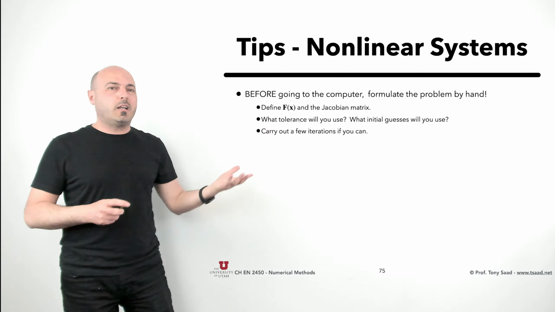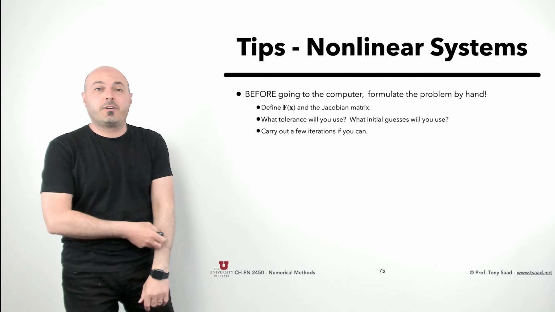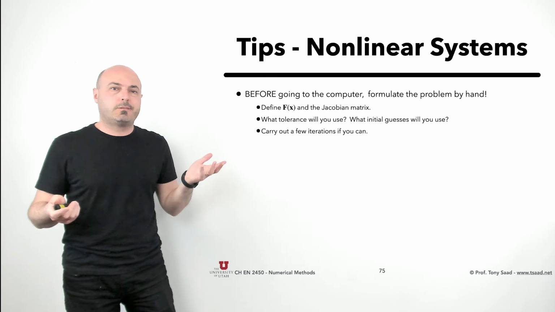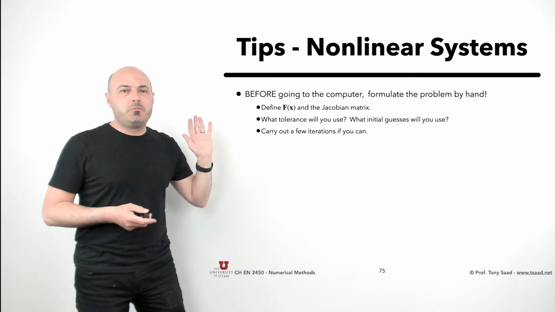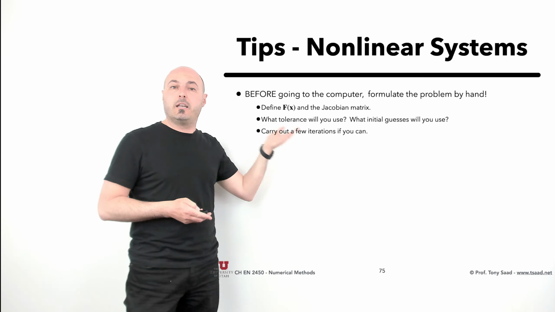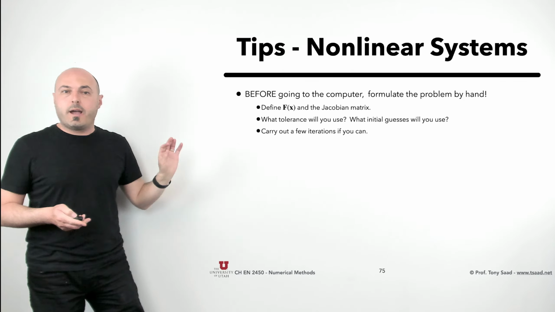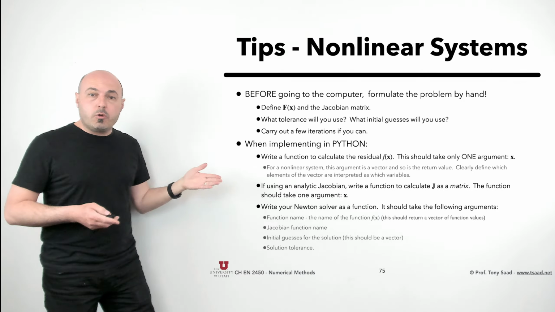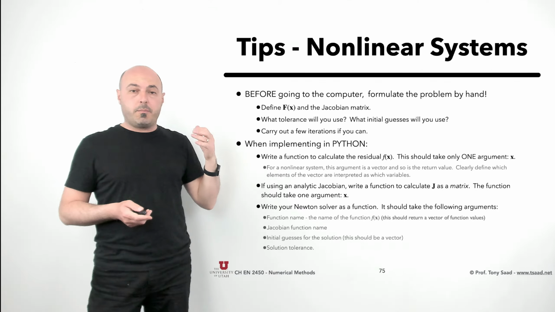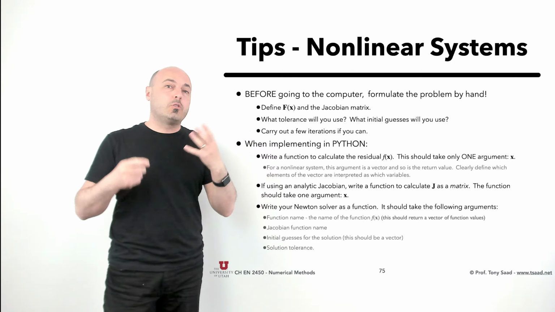In most cases, you're not going to be able to plot things, okay? When you have 3 or 4 or 10 equations, there's no way you can plot. You have to figure out an initial guess, and then carry out a few iterations if you can. If the system is simple enough, like this one, 2 by 2, then go ahead and do a couple of iterations. When you implement in Python, you need a couple of functions in addition to your Newton routine.